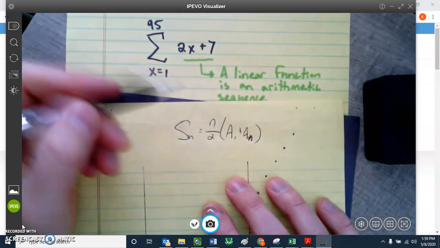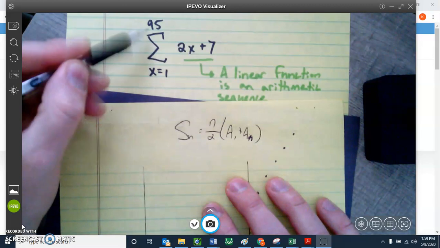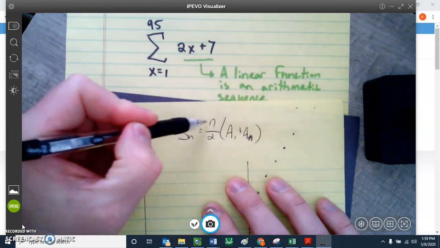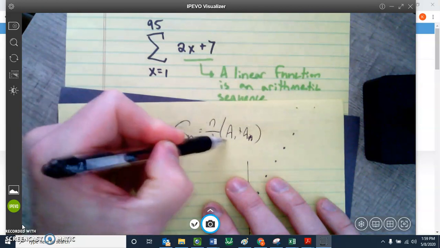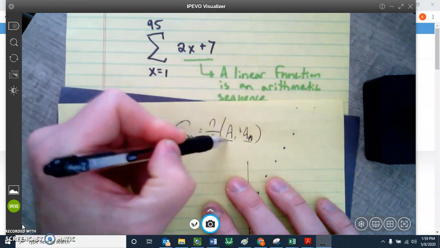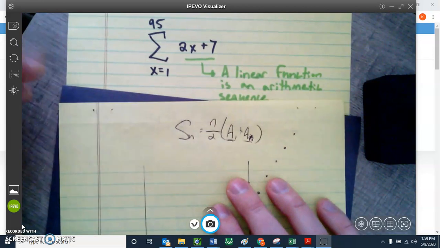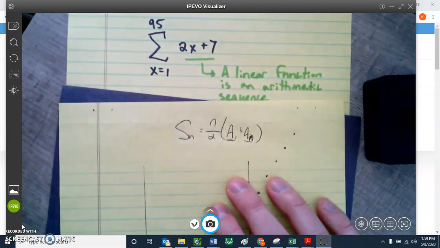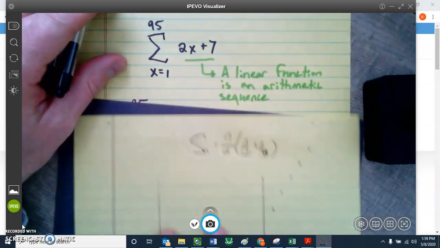To add these up, I don't want to have to plug in every single one and jam my calculator up. We just need to know how many there are. We know what the first one is, and we know what the last one is of our series. So we can make that happen. How many are there? Well, if I'm going from 1 to 95, there's 95. N is 95. That's easy enough.